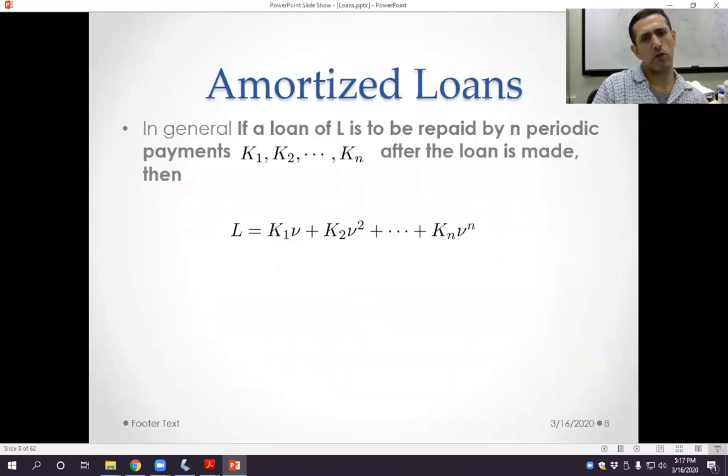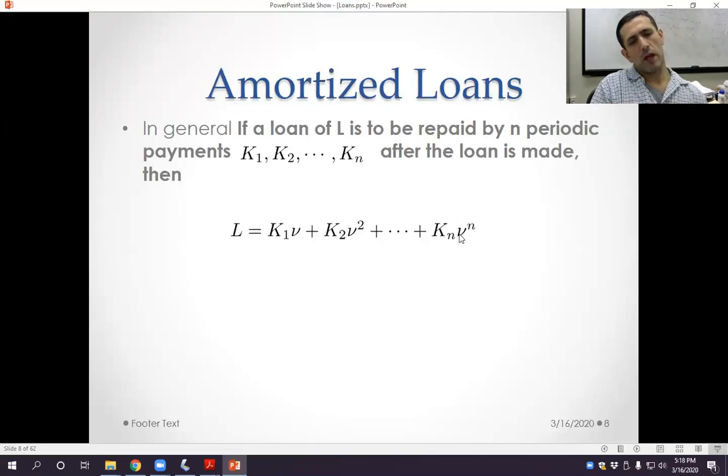So in general, just restating what we've talked about in the past and what I just mentioned: if I have a loan and it's repaid by n periodic payments, K1, K2 through Kn, at the end of each period, then for all loans we'll deal with, by definition of an amortized loan, the value of the loan is the present value of all these payments. And so it's K1 nu, K2 nu squared, all the way to Kn nu to the n.